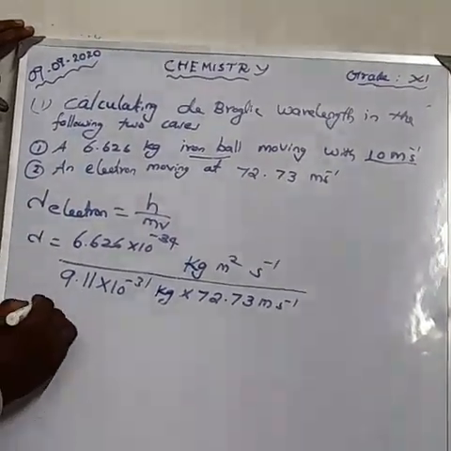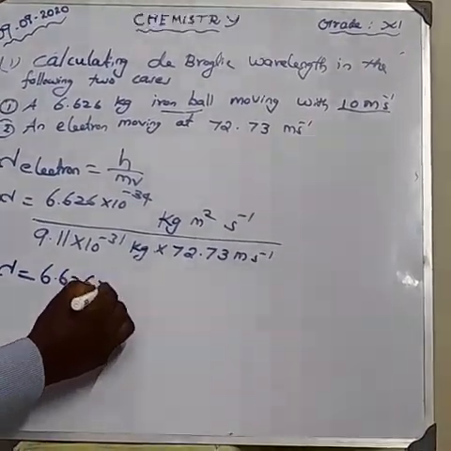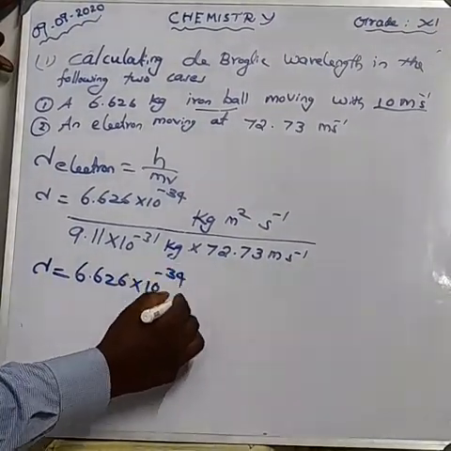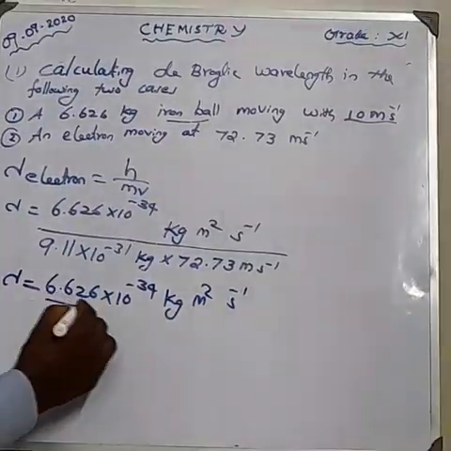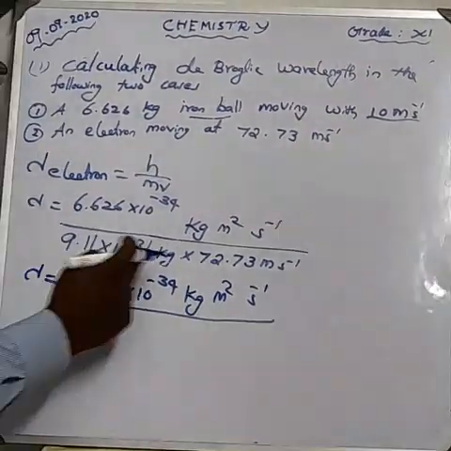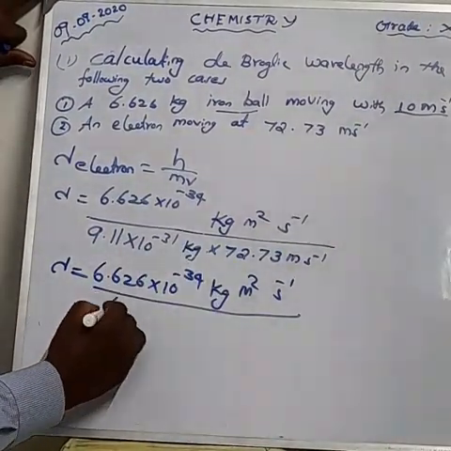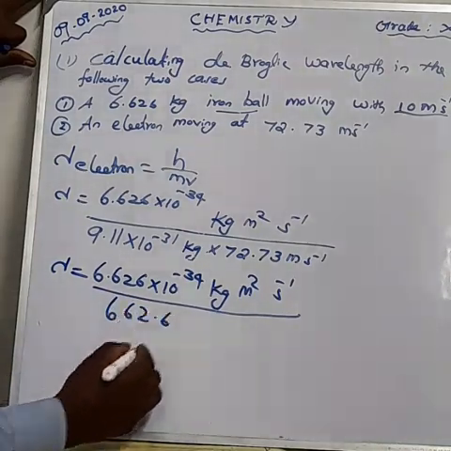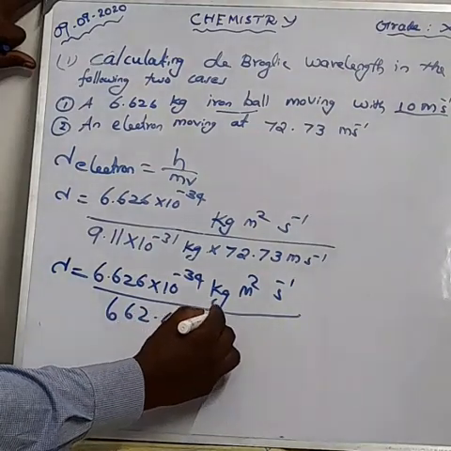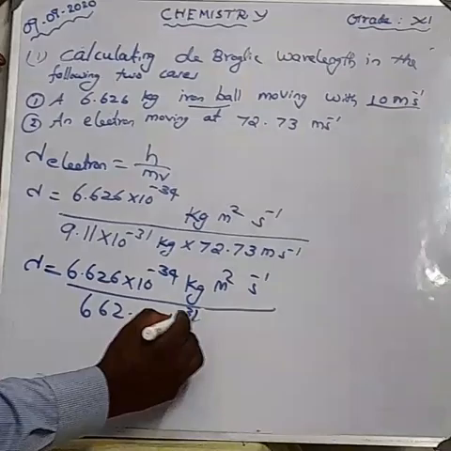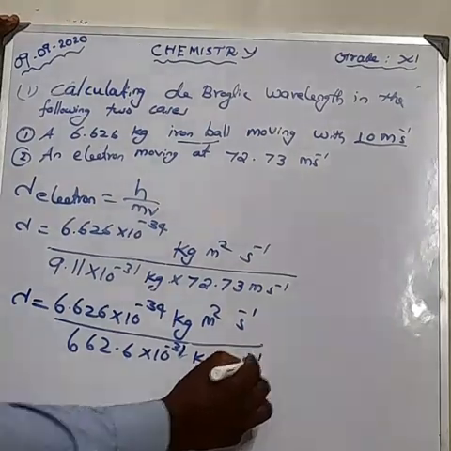Next, lambda is equal to 6.626 into 10 raised to minus 34 kilogram meter square second inverse, divided by, when you are multiplying this term with this term, both the two terms we are going to multiply. Now we get the answer 662.6 into 10 raised to minus 31 kilogram meters per second.